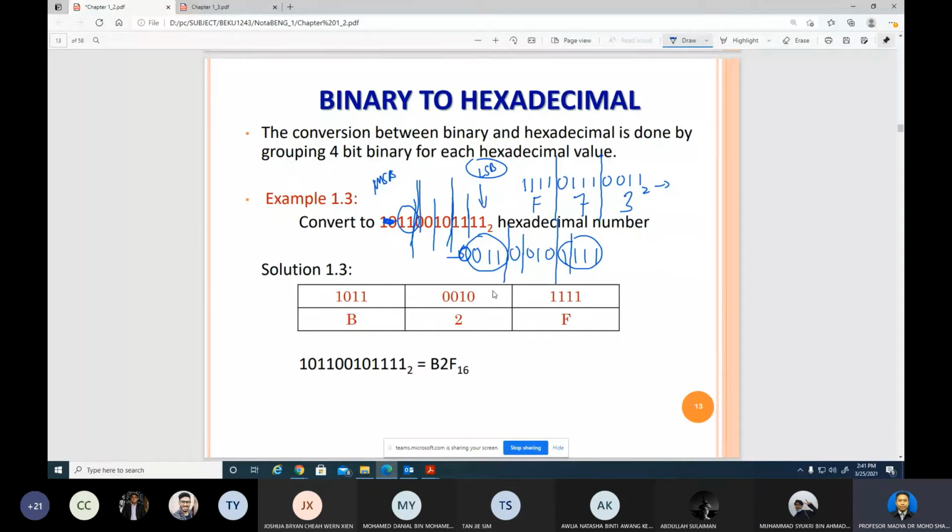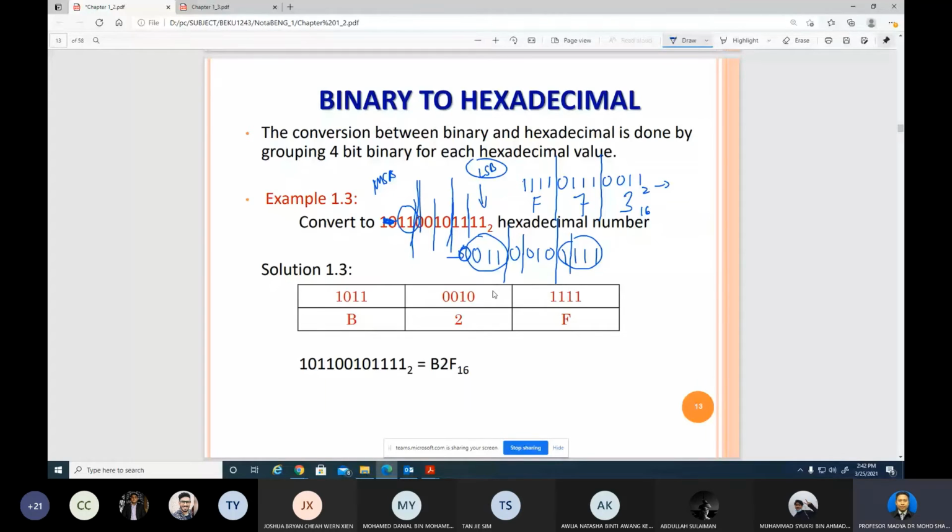Okay, so this is the hexadecimal. This binary converted to hexadecimal, that is the output in hexa. Okay, make sure you put the symbol here, the 16. That means this represents hexa. Okay, hexa.